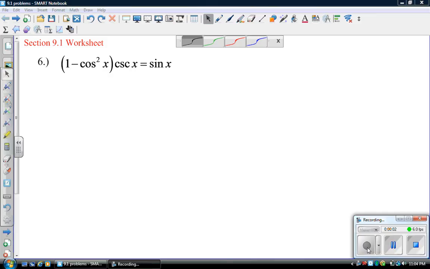Okay, math analysis students, this is a recording for the section 9.1 homework, the worksheet on proving trig identities. I'm going to do problems 6, 8, and 9. I think 1 through 5 are pretty fast problems. They only take a couple steps, mainly just converting into sine and cosine, and then reducing down if you can. These are the ones where it starts to get a little tricky.